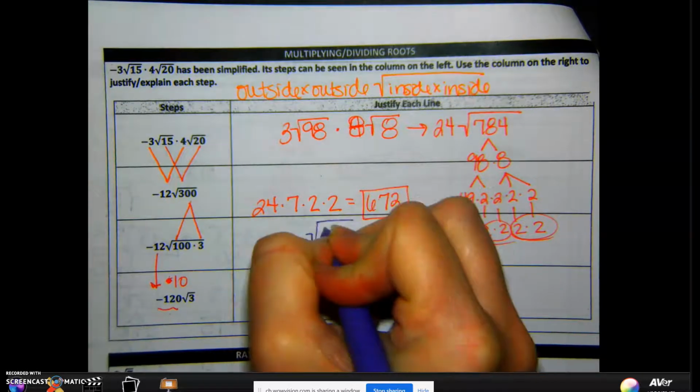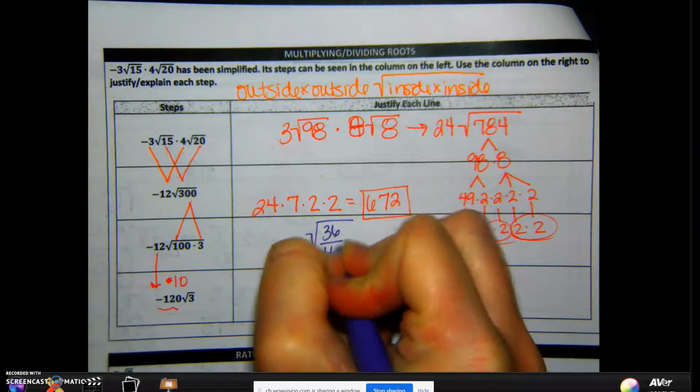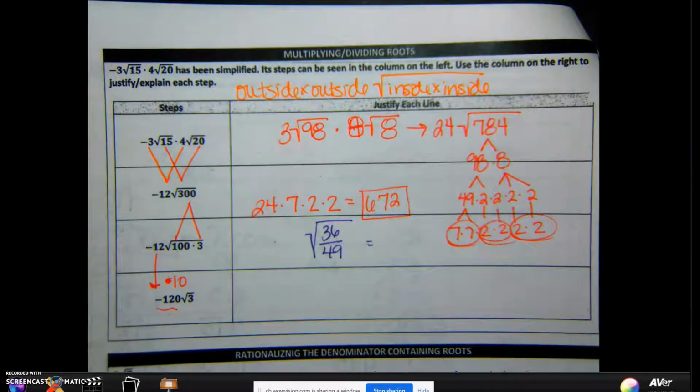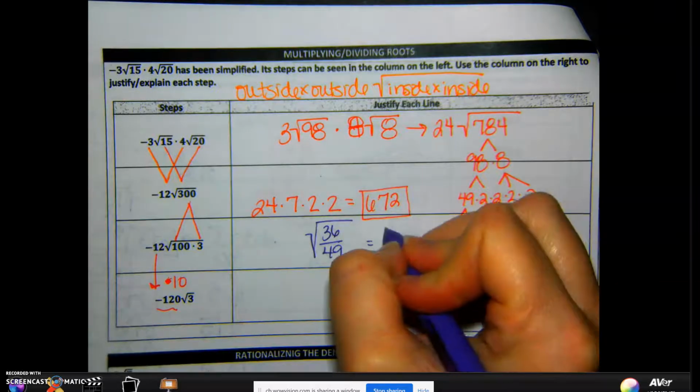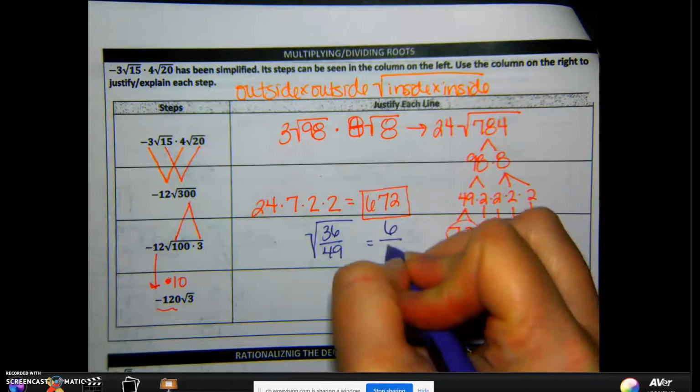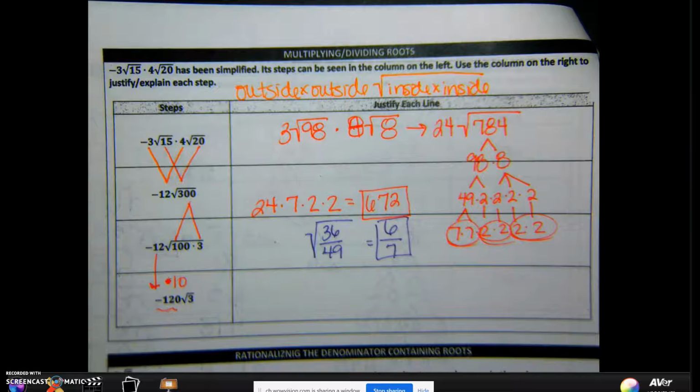Square root of 36 over 49. How to do this? You square root both the top and the bottom. What's the square root of 36? 6. What's the square root of 49? 7. That is your answer. Oh, I didn't have to use my number.